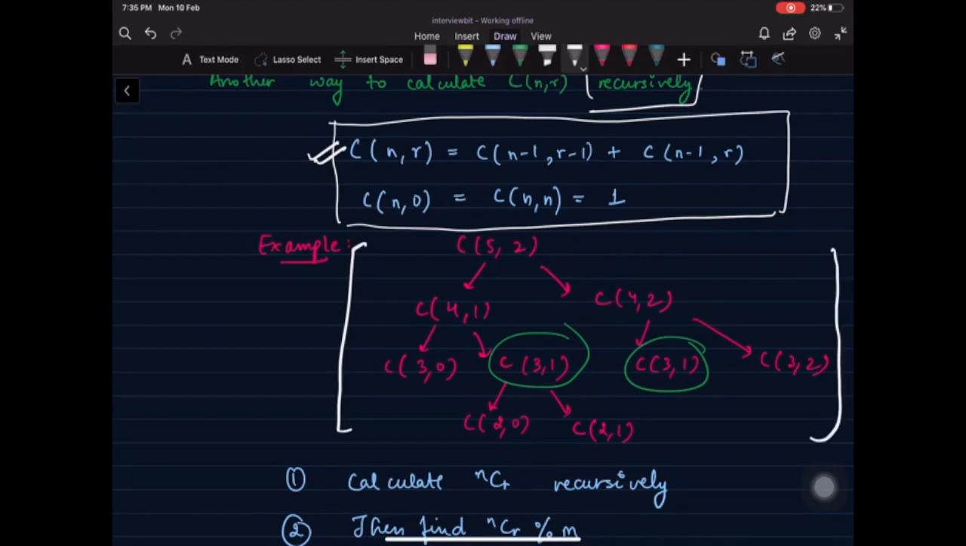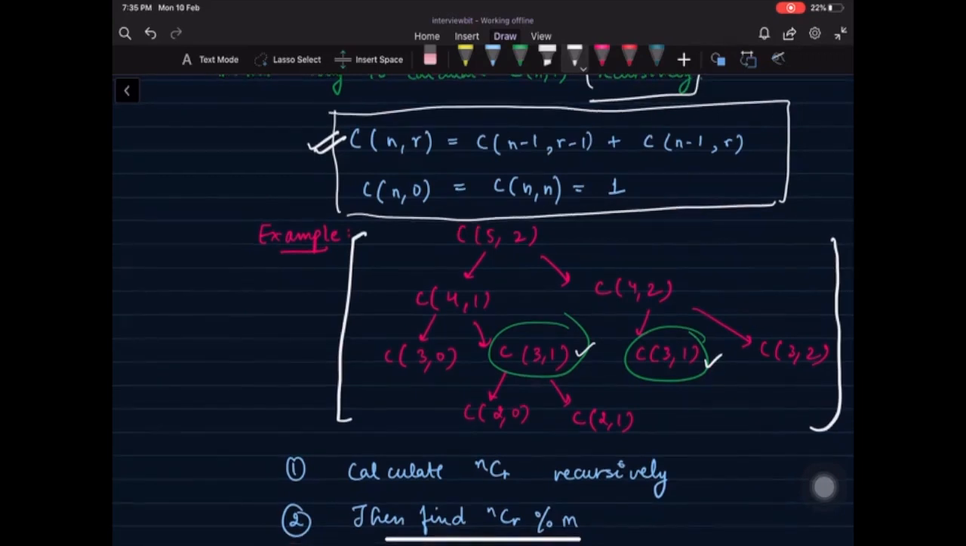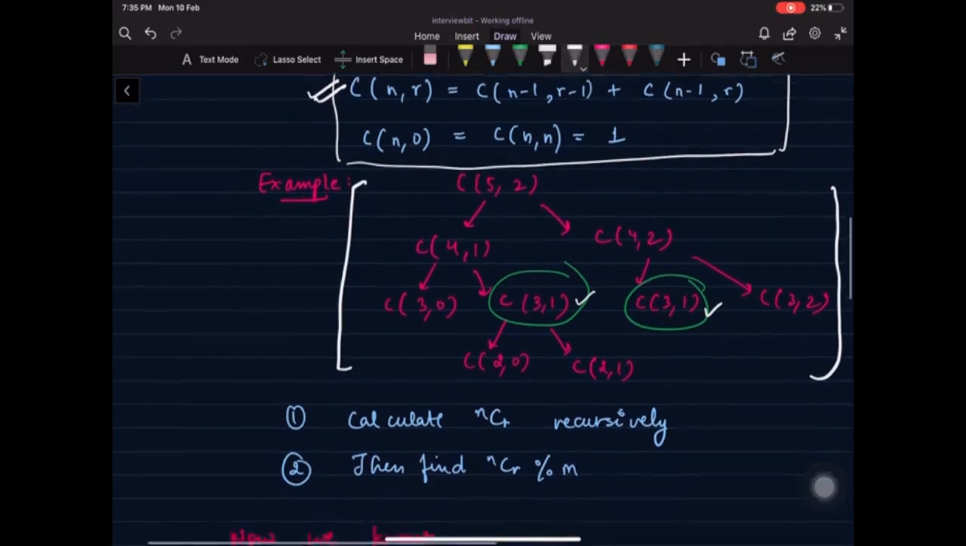In this question, you will observe that there are some overlapping problems, right? Here we are calculating the value of 3C1 again and again and making those computations again, and that is adding to a lot of time complexity. So here we calculated the value of nCr recursively and then did nCr mod m, right? Let's try to further optimize this and see if we can make some better observations.